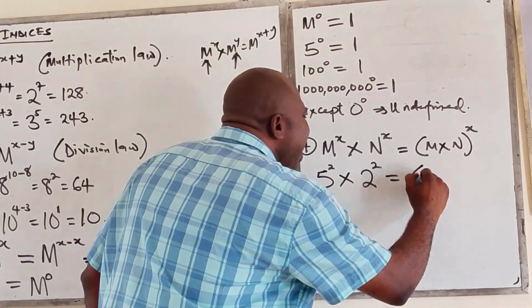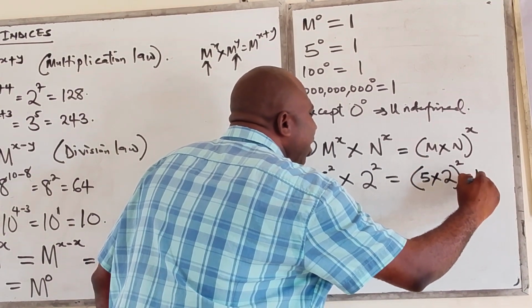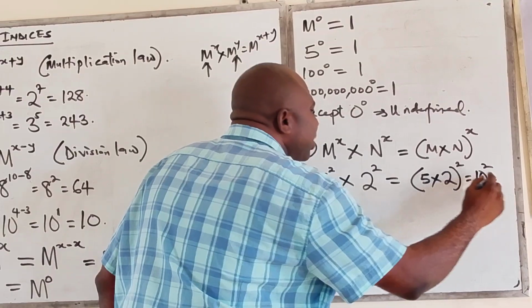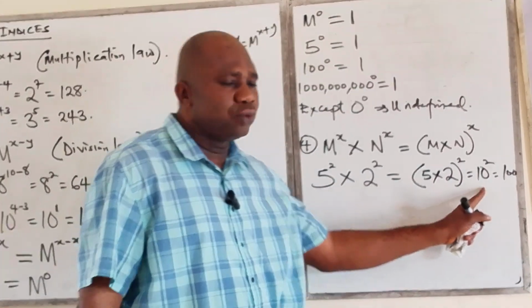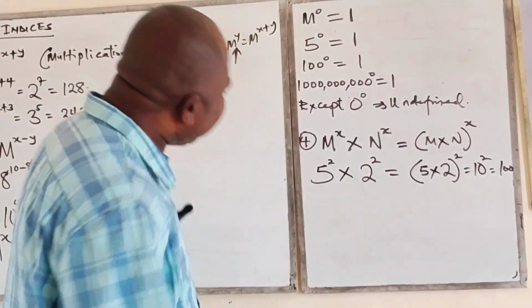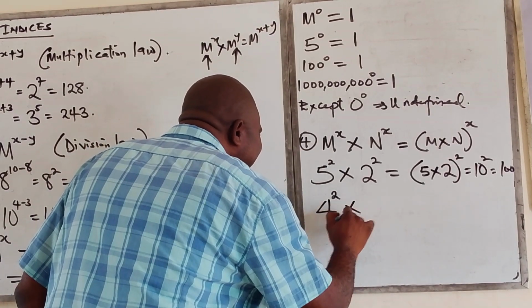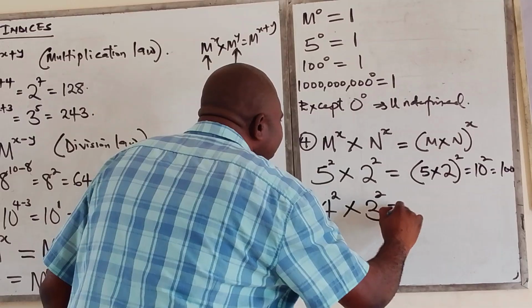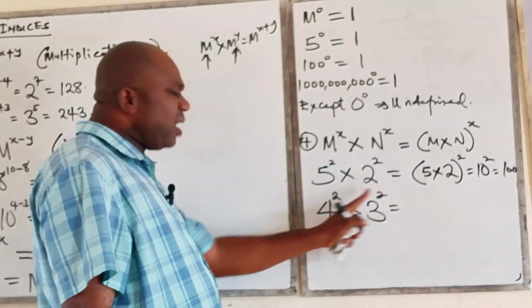So here we have 5 times 2 all raised to the power of 2. And that will give us 10 power 2. And we know that 10 power 2 is 100. Yes, 10 raised to the power of 2 is 10 times 10, which is equal to 100. Now, let's look at another example. Let's look at 4 raised to the power of 2 times 3 raised to the power of 2. Now, the bases are not equal, but the powers are equal.